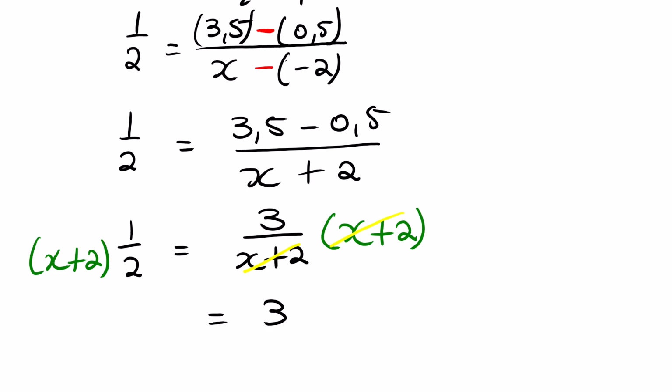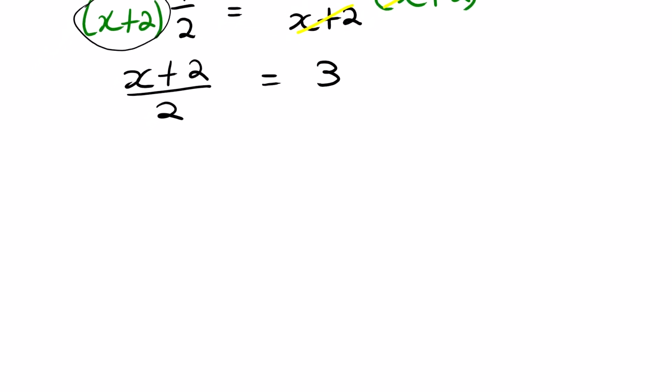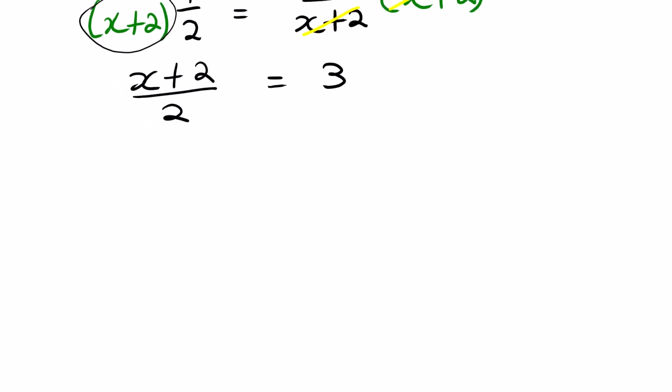And then this side we have this bracket multiplied by this fraction. The answer will be divided by 2. And then from here we can see we have a new fraction again. We multiply by the number causing the fraction. This will result into 1. 1 multiplied by x plus 2, it's x plus 2, and then this side we have 6.